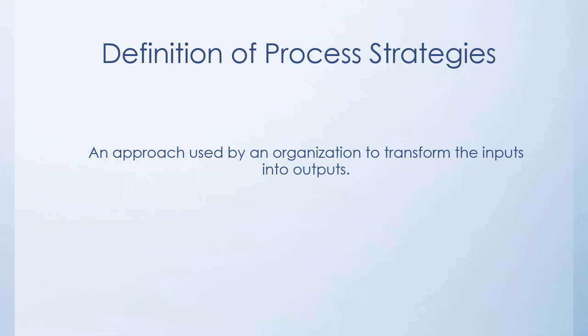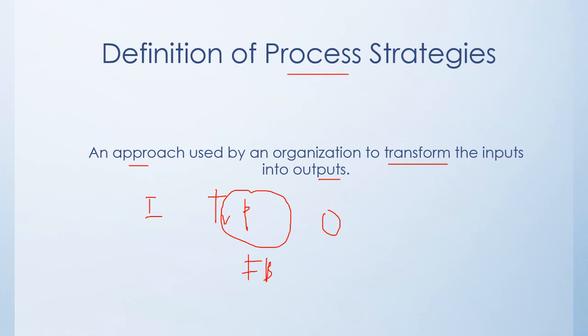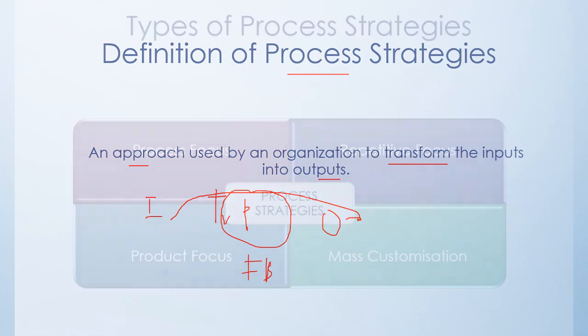First, let's define what is process strategy. It is an approach used by an organization to transform the inputs into outputs. So we go back to the definition of operations management, which consists of inputs, transformation process, and the outputs over here, and feedback we have down here. So we are now focusing on the transformation process here, that refers to process strategy. So the approach or the ways used by an organization to transform the input to get the output, we call it as process strategy.